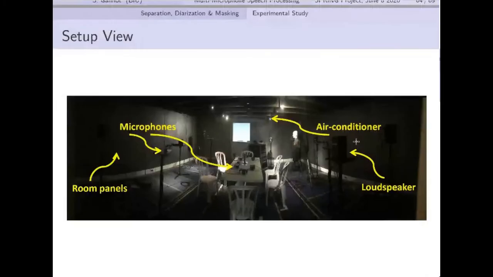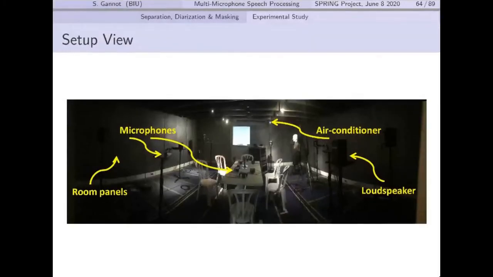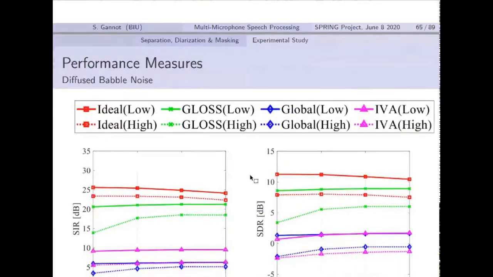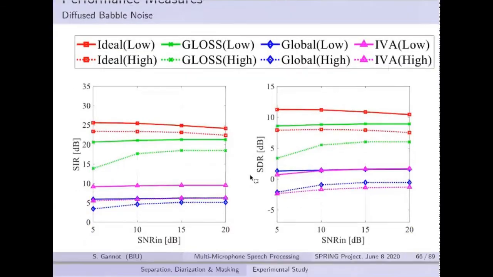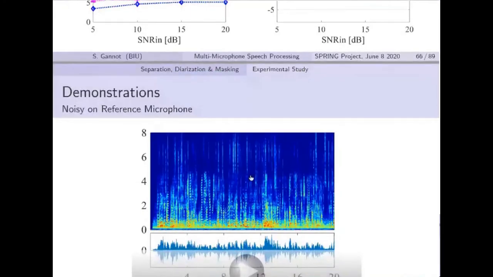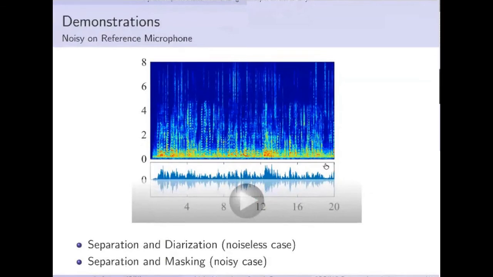This is a bit dark, but this is a picture of the lab. We flip the panels to change the reverberation level, and you can see here the microphones around, and these are the tables. Numbers are nice, but maybe it's good to listen first.